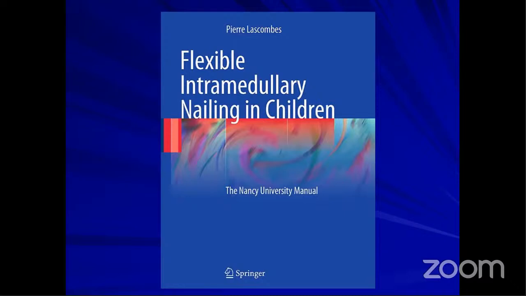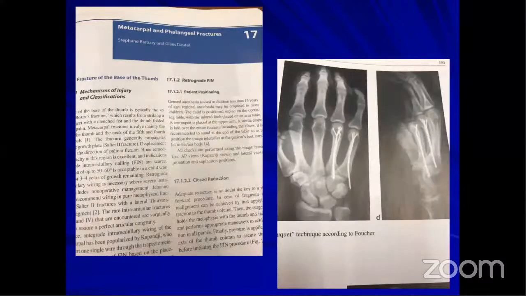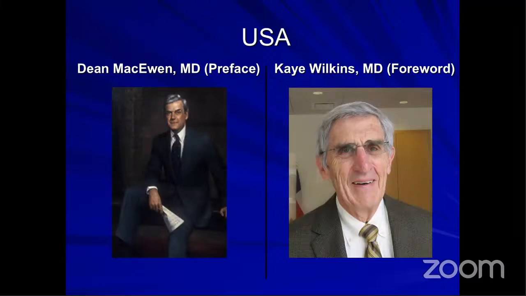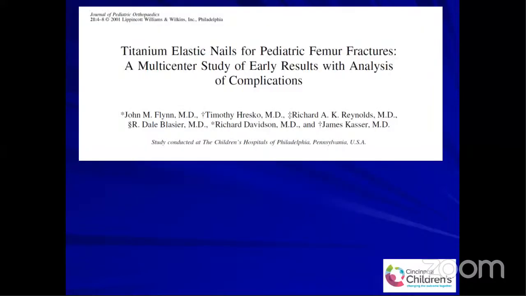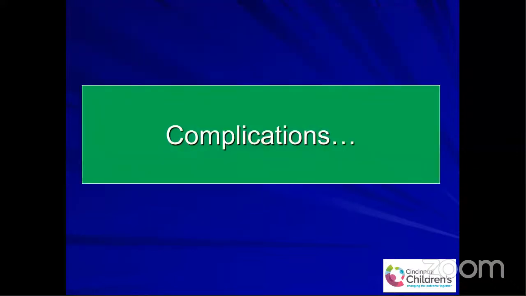Some of those things, we don't use in practice. I just think that it goes beyond what we normally would use for normal fractures. For example, there's a chapter on how to do elastic nailing for supracondylar humerus fractures, where we know pinning works really good. But because they are the inventors of the elastic nails, it goes everywhere. It goes into metacarpals, phalangeal fractures, everywhere it's elastic nailing. And then in the US, it was introduced by Dr. Wilkins, McEwen, and then the first trial in the US was in 1997, where it was a limited release of 58 patients. Had excellent results, and then it was accepted.